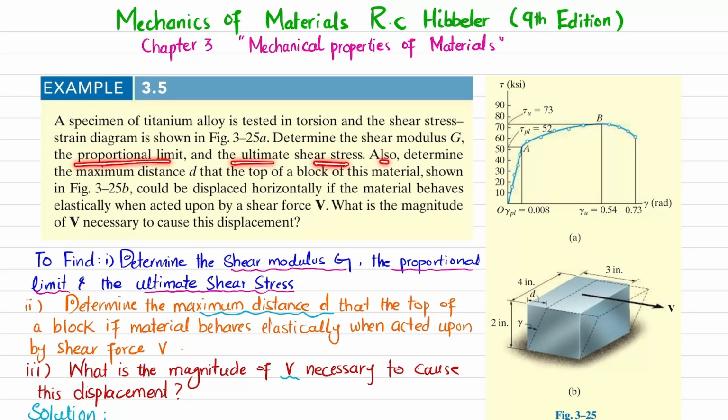Also determine the maximum distance D. The top of the block of this material shown in figure 3-25b could be displaced horizontally if the material behaves elastically when acted upon by a shear force V. What is the magnitude of V necessary to cause this displacement?